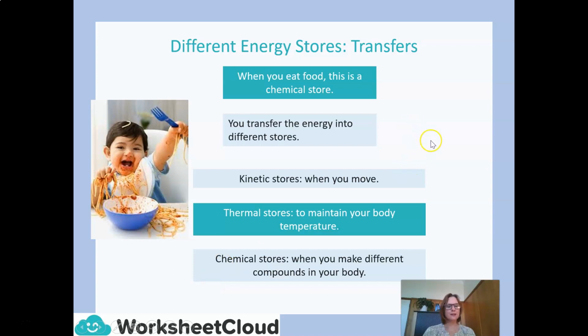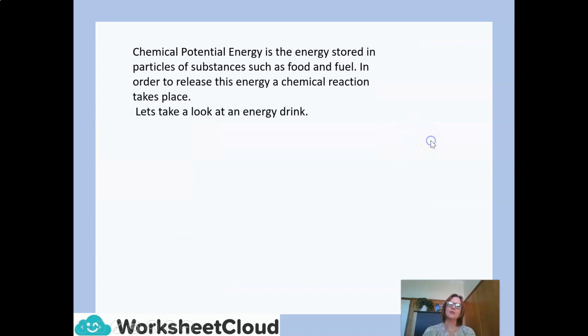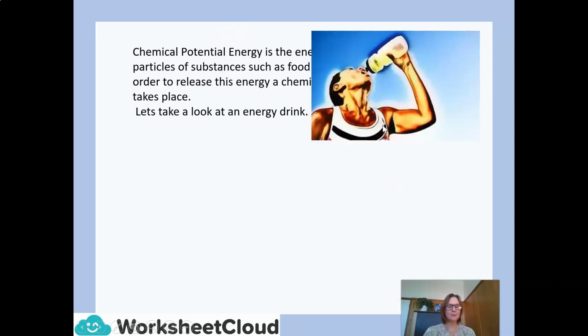Okay, and let's take a look at that in a little bit more detail. So I've taken an example of an energy drink, okay? So chemical potential energy is the energy stored in the particles of substances such as food and even fuel. In order to release this energy, a chemical reaction takes place, and I used an energy drink. Okay, so there we have somebody drinking their energy drink, just like you like to do before an important sports match, whether it's netball, rugby, soccer.